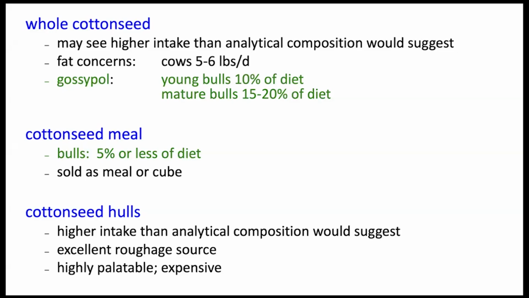Cottonseed hulls, I mentioned, are really palatable and they're a great roughage source. They are extremely expensive. So we only use them in certain situations, and cattle will typically eat way more than what you would expect based on their analytical composition there.